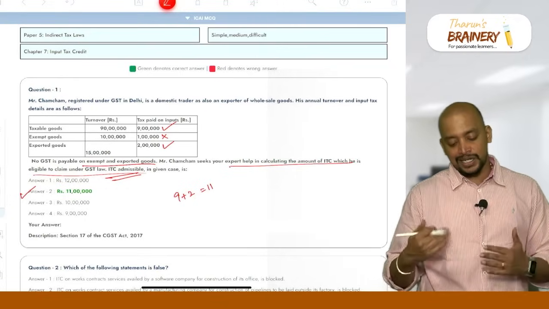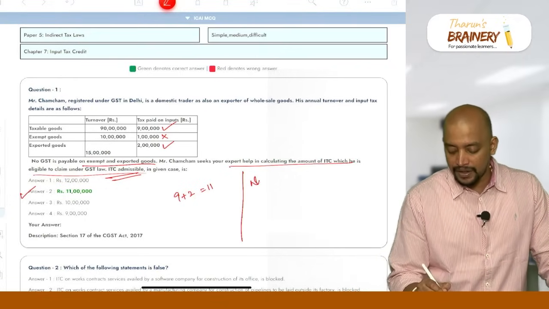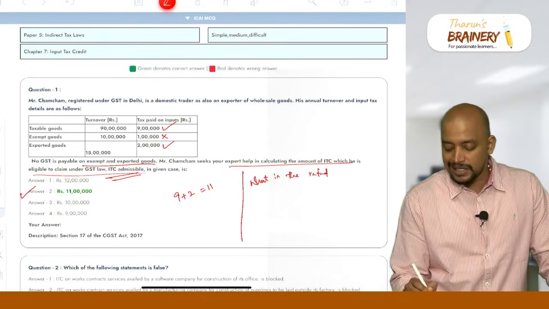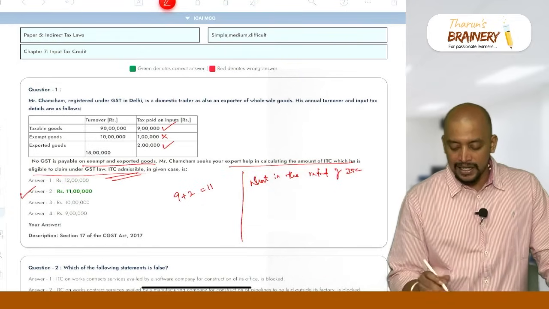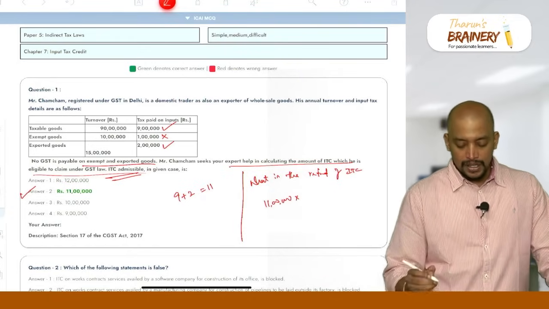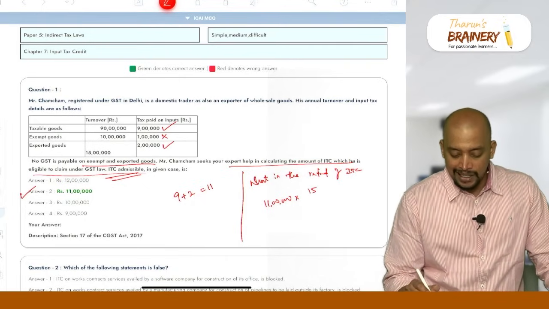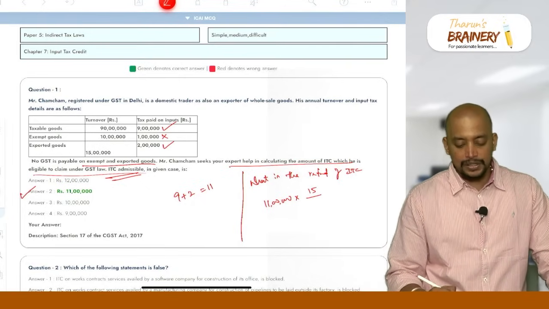Suppose in the same question, if they ask what is the refund, same question, what is the refund? What is the refund of ITC? That also can be tested here. What is the refund of ITC? Then what we will do, net ITC 11 lakhs into zero rated turnover. What is the zero rated turnover? 15 divided by adjusted total turnover.